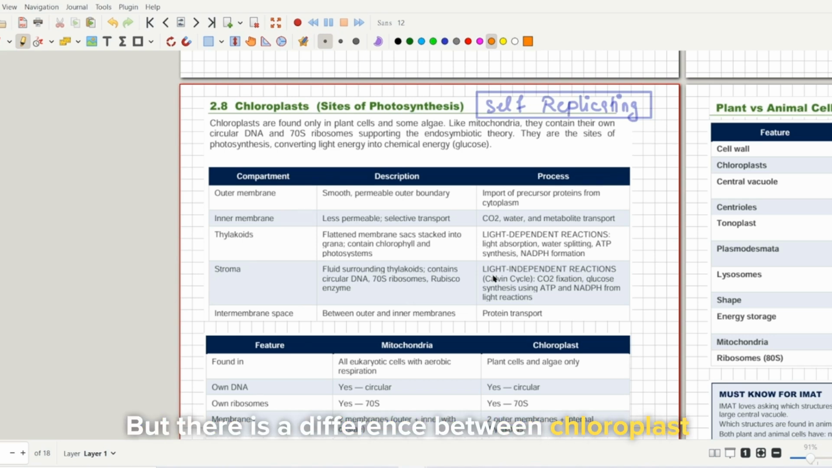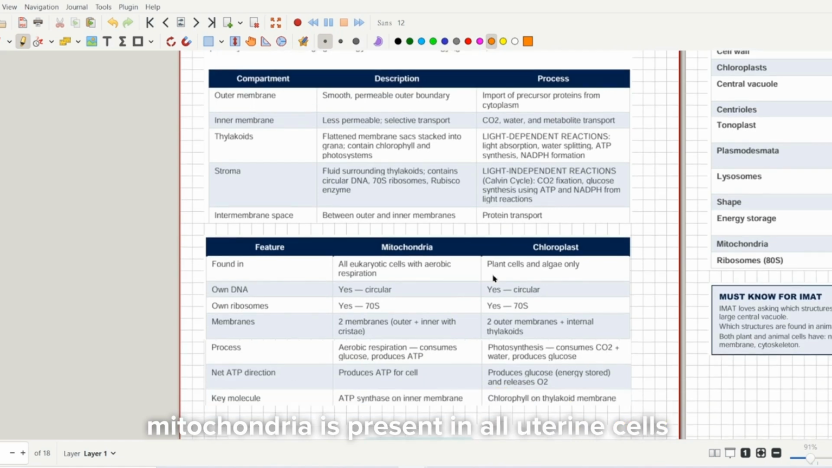But there is a difference between chloroplast and mitochondria: mitochondria are present in all eukaryotic cells, while chloroplast is only present in plants and algae. Mitochondria and chloroplast both have their own DNA and own ribosomes. The difference is that mitochondria have two membranes, outer and inner, but the inner mitochondrial membrane has cristae and a velvety appearance, while chloroplast contains two membranes and both of them are smooth. That's why, like the nucleus, whose membranes are called the nuclear envelope, the chloroplast has a membrane envelope, while mitochondria is not called an envelope because its membrane has a velvety appearance.